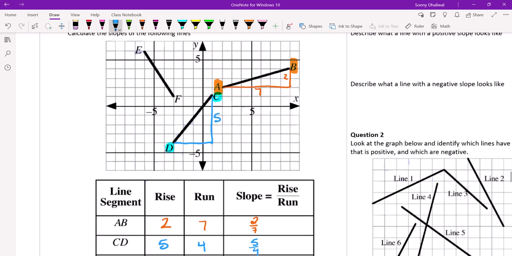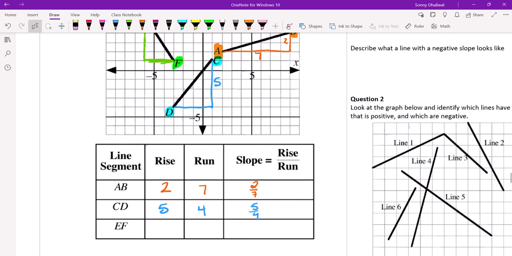Okay, so last one. E and F. What's our rise? What's our run? So we draw our triangle like this. What's our rise? What's our run? 5 and 3. Now, remember this is the odd situation. Is it a rise of 5? It's a drop of 5. So negative 5 over 3. You need to get used to seeing that. Negative 5 over 3 means it's dropping.